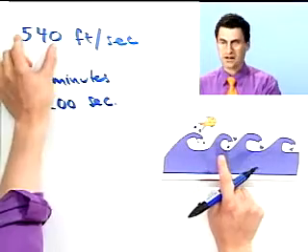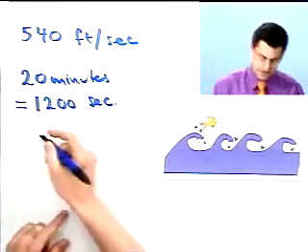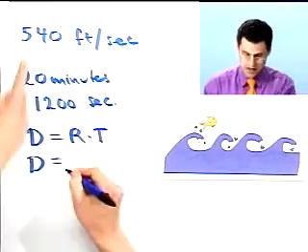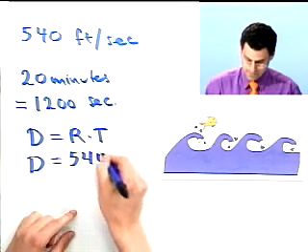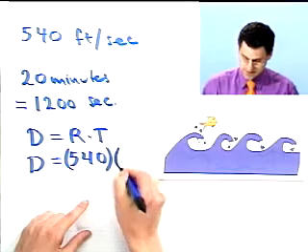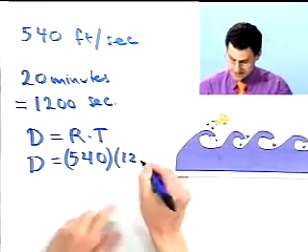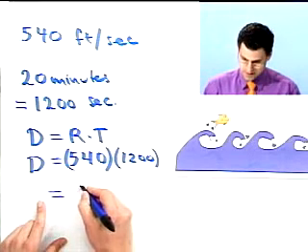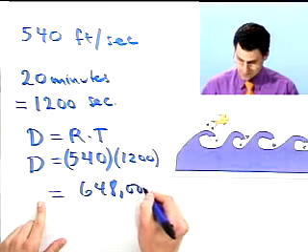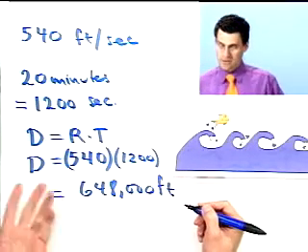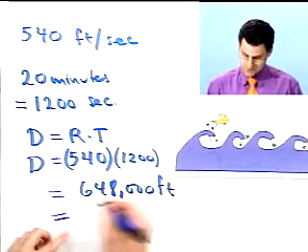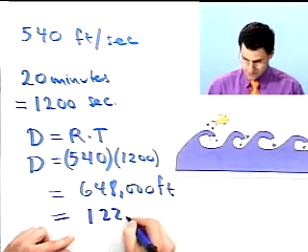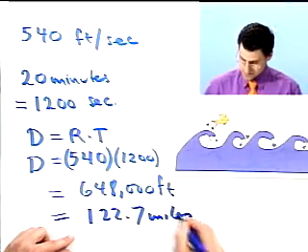And I know how fast we're traveling. So the question is, what's that distance? Well, it's just distance equals rate times time. The rate, I know, is 540, and the time is 1,200 seconds. And so what's this? Well, you just multiply these two numbers together, and we get 648,000 feet. And what is that in miles? Well, you have to divide this by 5,280, and you get 122.7 miles. So that's how far these are apart.